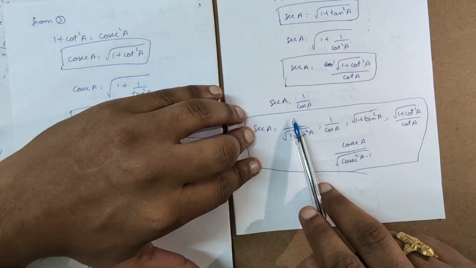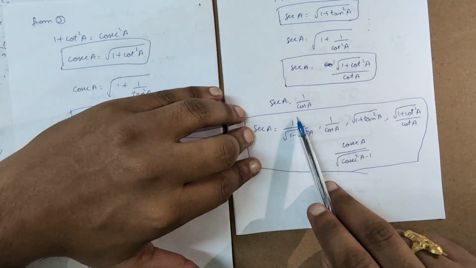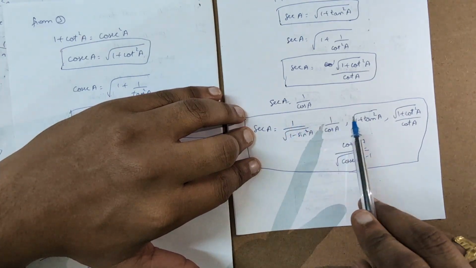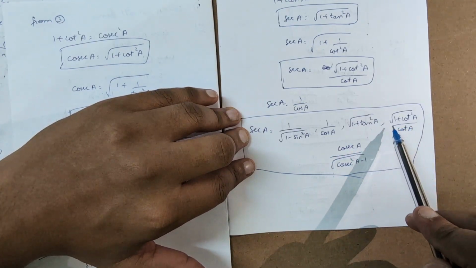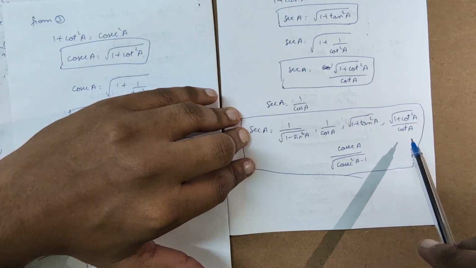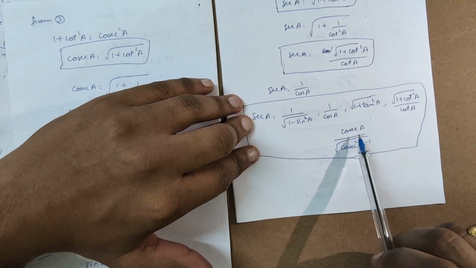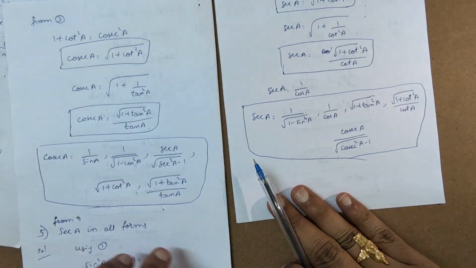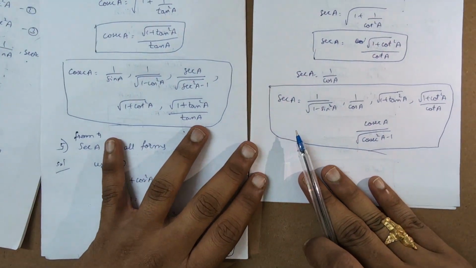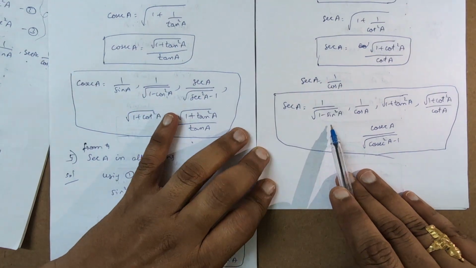So the final answers for secant are 1 by root of 1 minus sin square A, 1 by cos A, root of 1 plus tan square A, root of 1 plus cot square A by cot A, and cosecant A by root of cosecant square A minus 1. Here also if we compare, there is a relation between cosecant and secant.